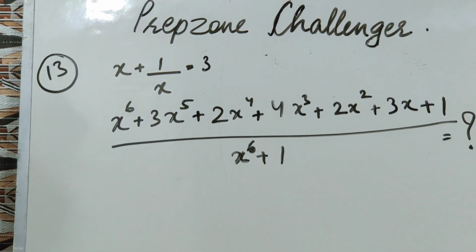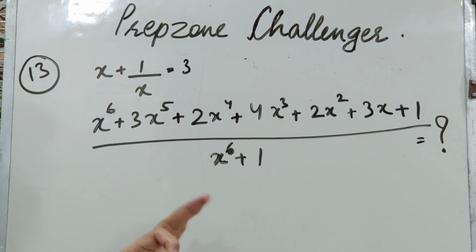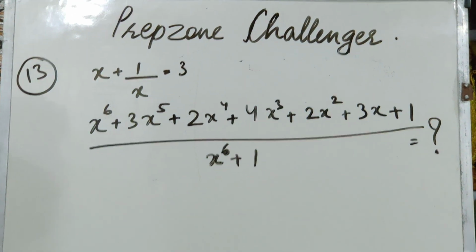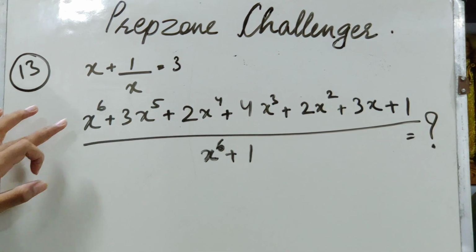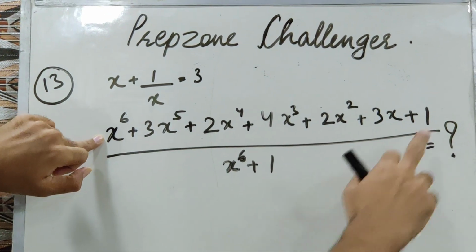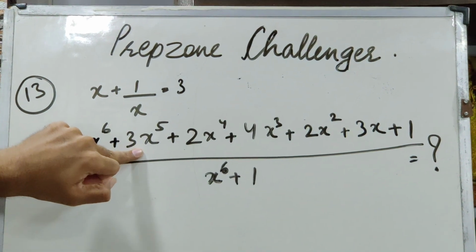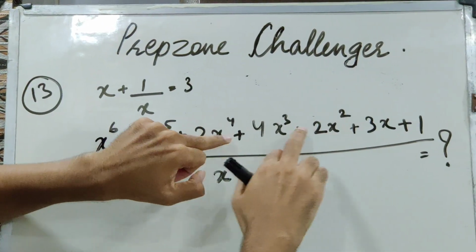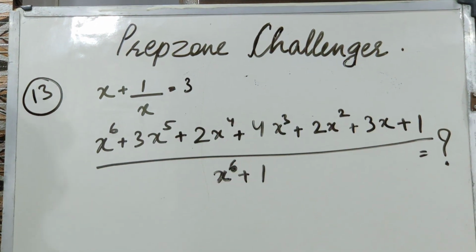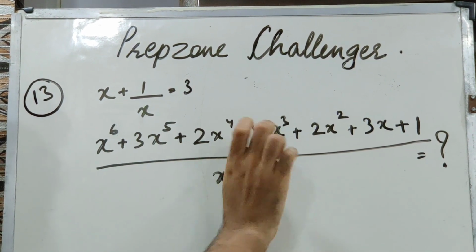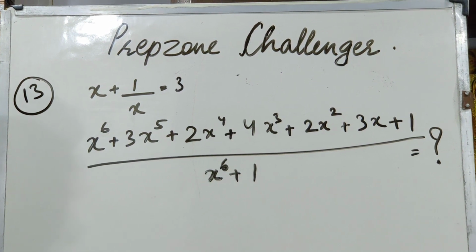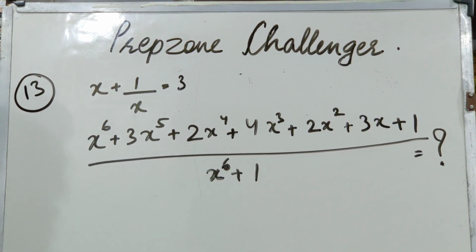So the key to crack this question lies in visualizing it. How many of you were able to analyze a pattern in this question? Here the coefficient is 1, here the coefficient is 1, here it's 3, here it's 3, 2, 2 and then 4. If you observe, the coefficients are symmetric about x cube, and the maximum power is x to the power 6 in this expression.